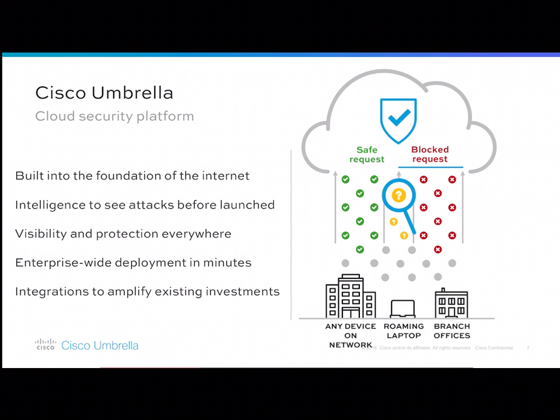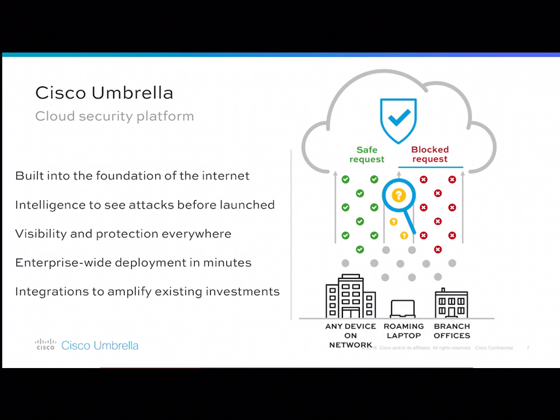Really the intelligence to see attacks before they launch. So we see the relationship between malware, domains, IPs, and networks across the internet. Similar to Amazon learning from shopping patterns to suggest the next purchase, Cisco Umbrella learns from internet activity patterns to automatically identify attacker infrastructure being staged for the next threat.